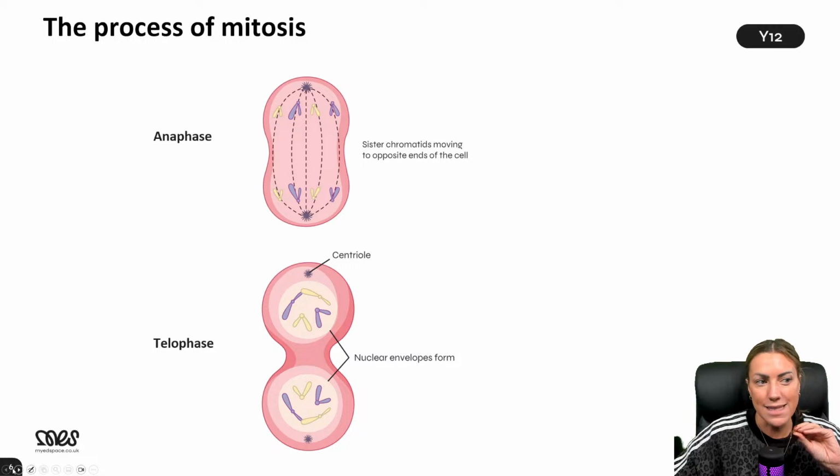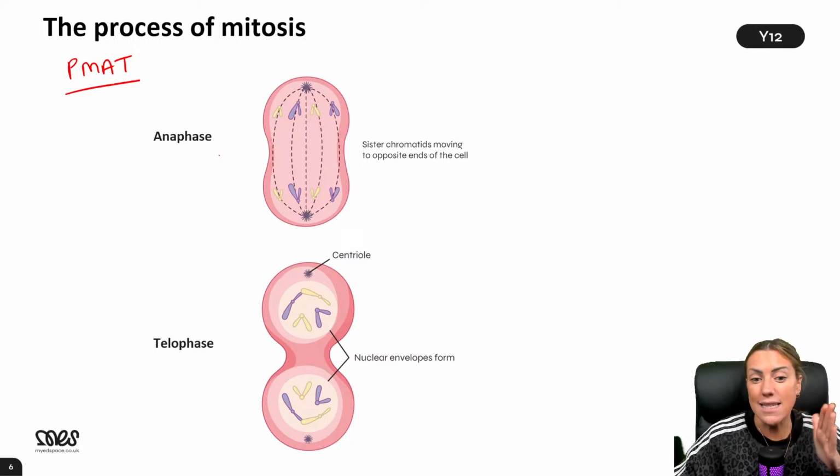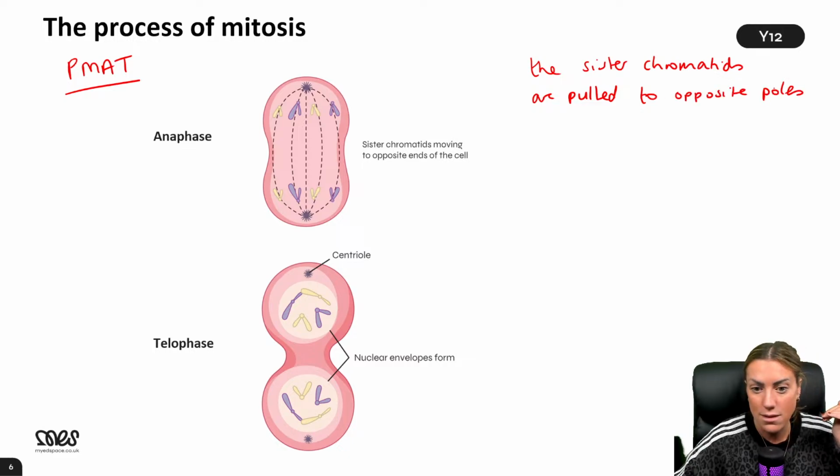So we've got two more phases left. We've got anaphase and telophase. Remember the order is PMAT. Anaphase is the phase that we all know because anaphase is what we talk about at GCSE. During anaphase, I'm going to call them sister chromatids. The sister chromatids are pulled, so they're physically being moved by these spindle fibers, pulled to opposite poles using the spindle fibers.